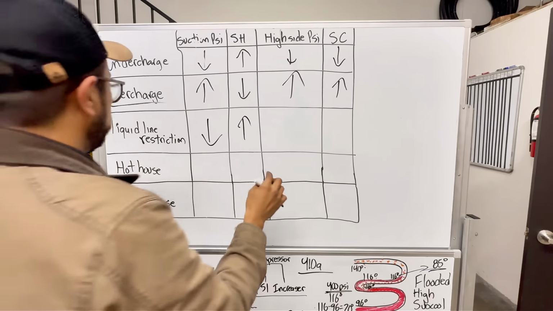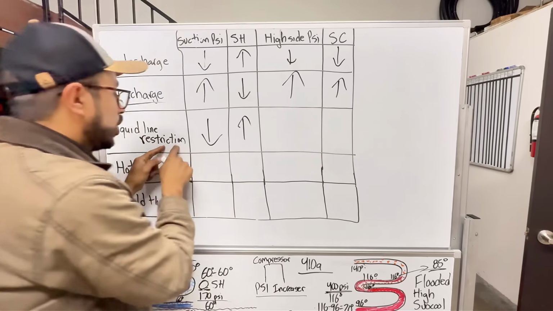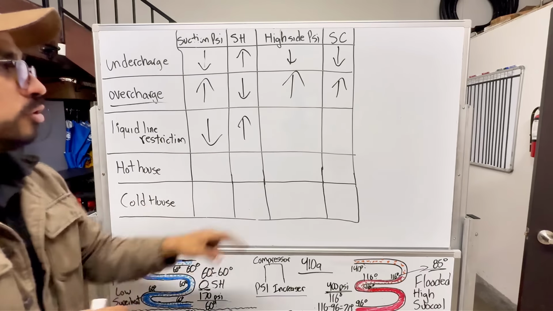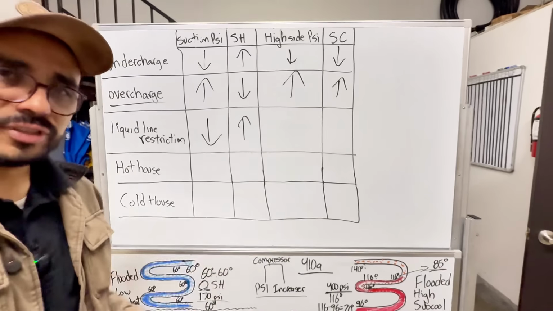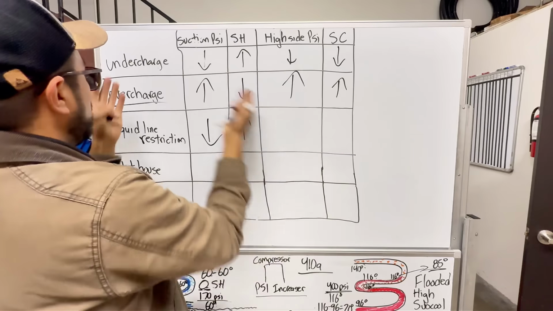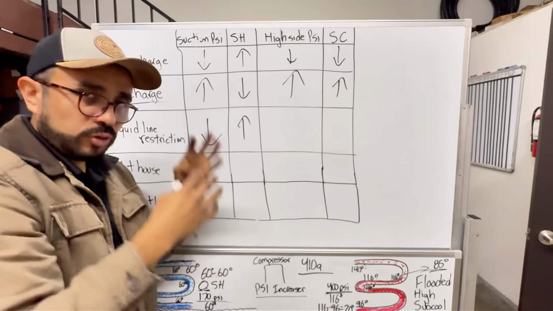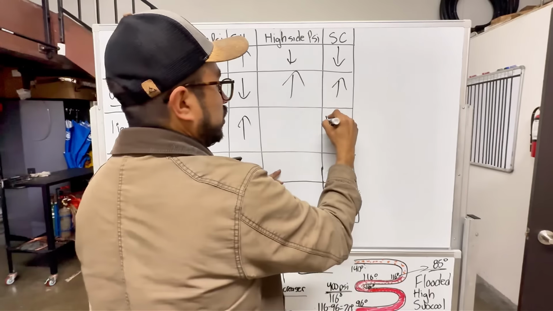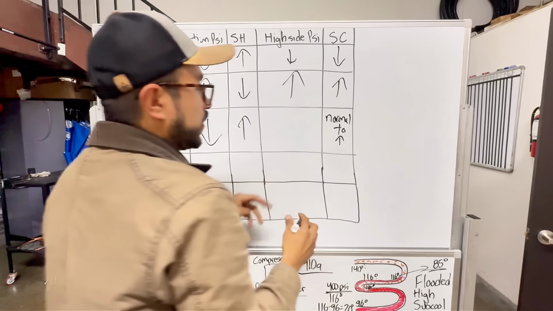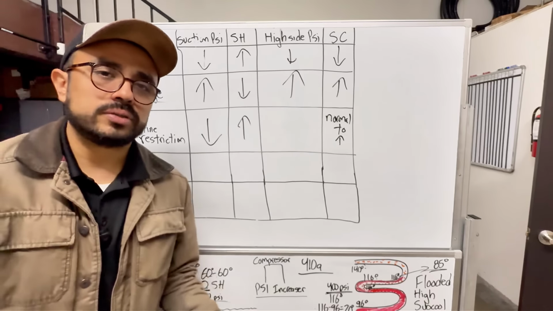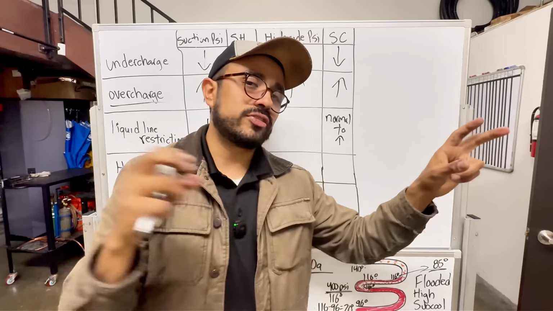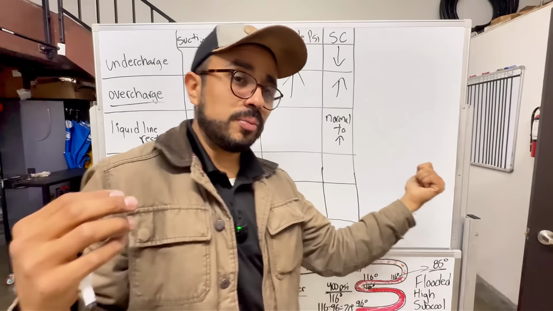Okay, this is where it gets interesting. Liquid line restriction. We're not undercharged, okay? That's the key. We're not undercharged. So I'm gonna have subcool because I don't have any loss of refrigerant. There's still refrigerant in the system. So depending how bad the restriction is, we'll put normal to high. You're gonna have a subcool number because no refrigerant is going through, the liquid is stacking up on this side. So you're gonna have subcool.